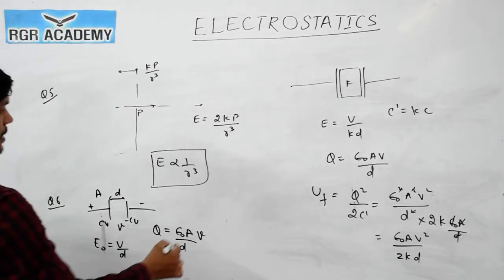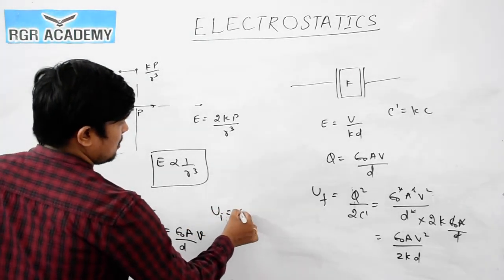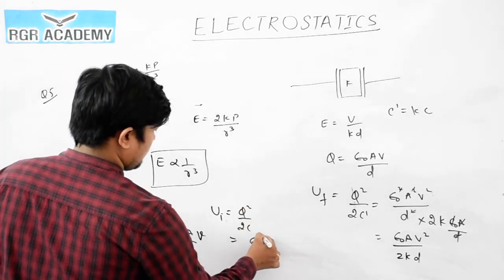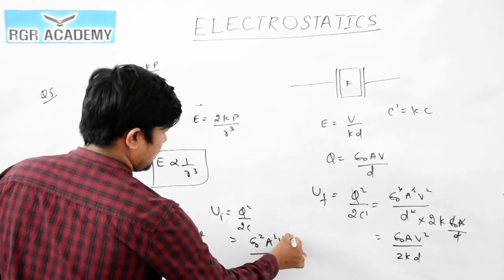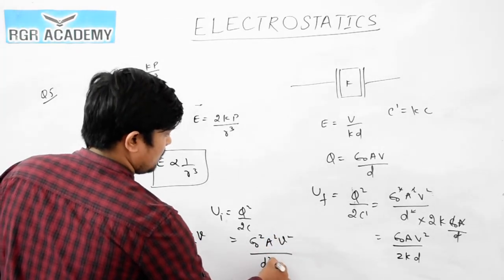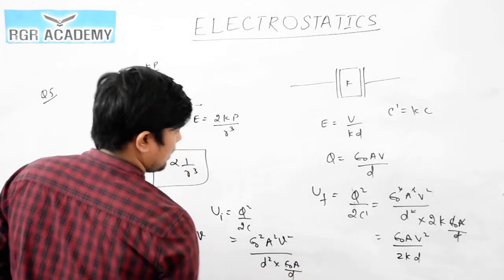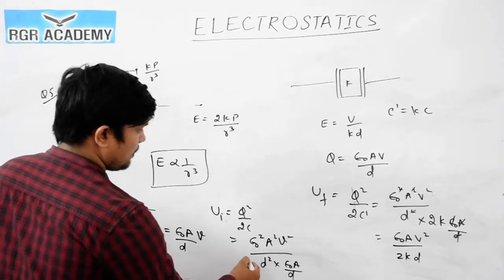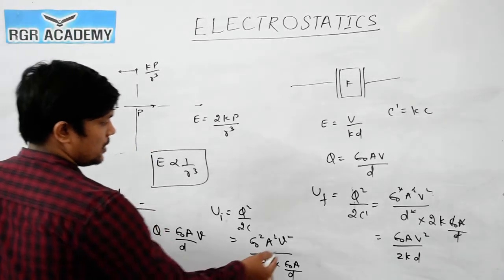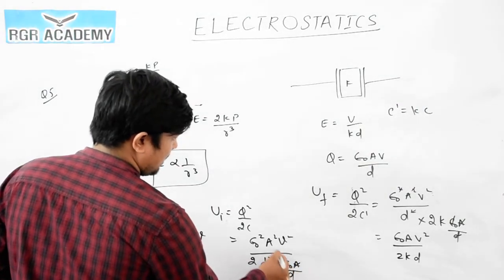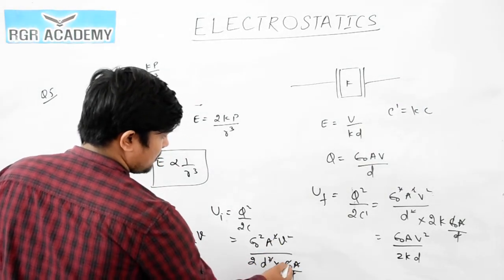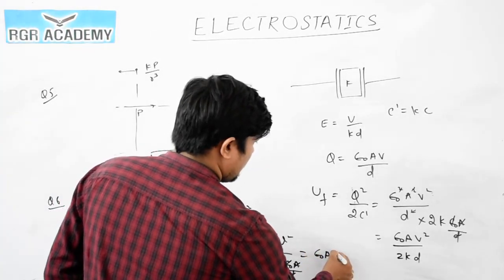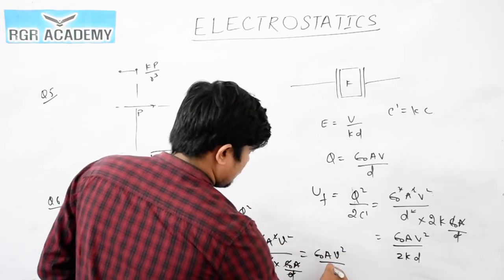And the initial potential energy is Q square by 2C. Q is the same, epsilon naught square A square V square divided by D square, and C is epsilon naught A by D. So this will be equal to Q square by 2C. If you solve this, A and A will cancel out, D will cancel out, and one epsilon naught will cancel out. So this will be equal to epsilon naught A V square divided by 2D.